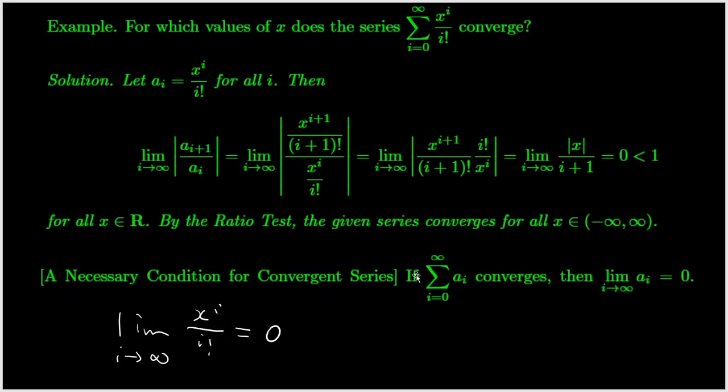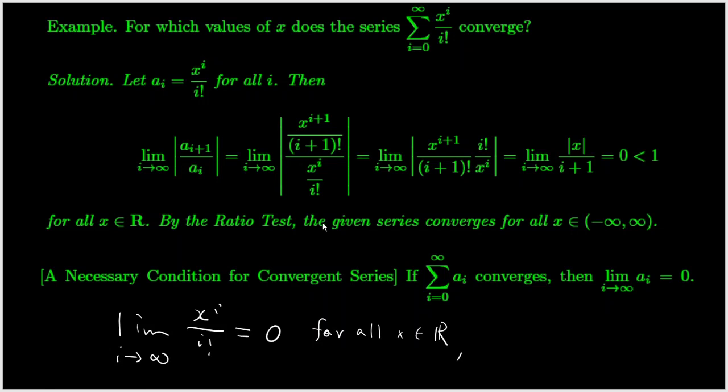You see, if a series is convergent, then the limit of the sequence formed by all the terms is equal to 0 as i goes to infinity. This limit is true for any value of x. Okay, just write for any value of x. I mean for all x, for all the real numbers x.